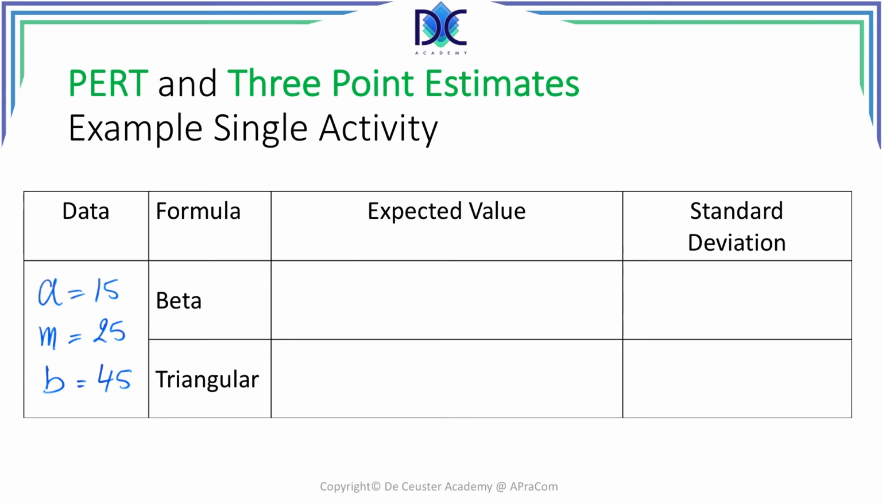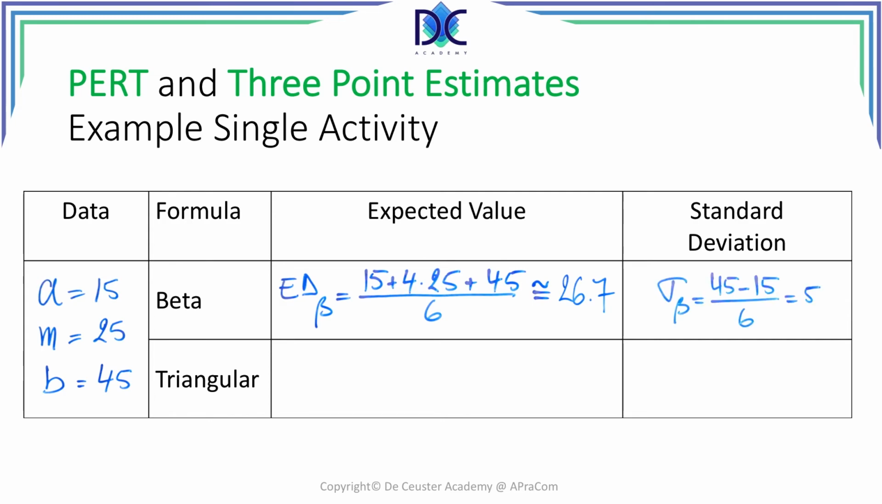So, you are back here, you finished the exercise. Let's have a look if you got it right. The formula for the beta distribution is 15 plus 4 times 25 plus 45 divided by 6, which gives us an expected duration of 26.7 days. The standard deviation is 45 minus 15 divided by 6, which is 5.